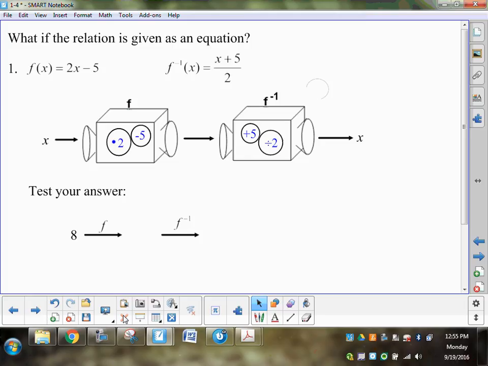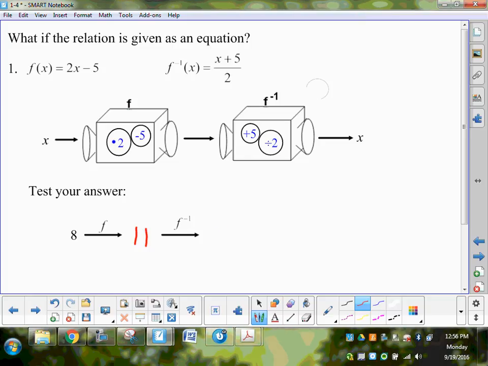Let's test our answer to see how it works. Catherine, give us a number. Okay, 8. So what's 2 times 8, minus 5? Okay, so we've got 11. Now, Catherine, plug the 11 into the inverse. What's 11 plus 5, divided by 2? There you go. It's a cycle that repeats. If I plug in an 8, I get an 11, and if I plug in an 11, I get an 8 in the inverse.